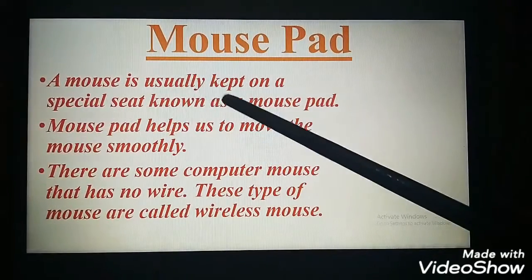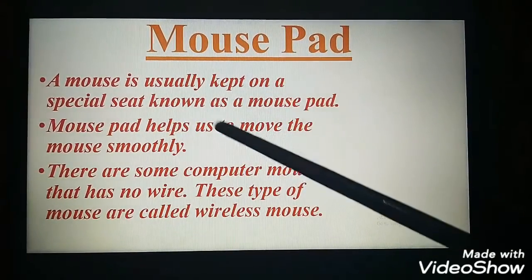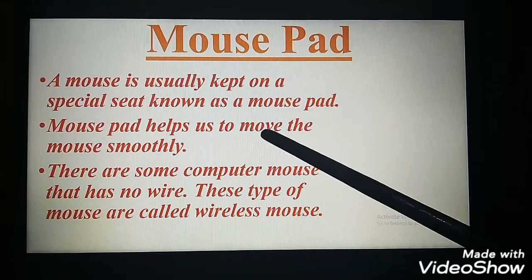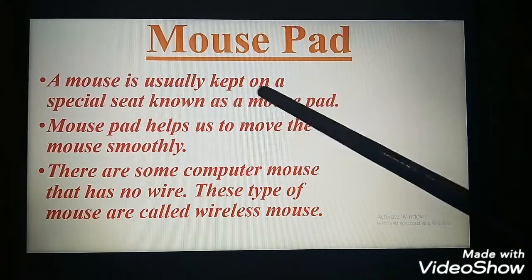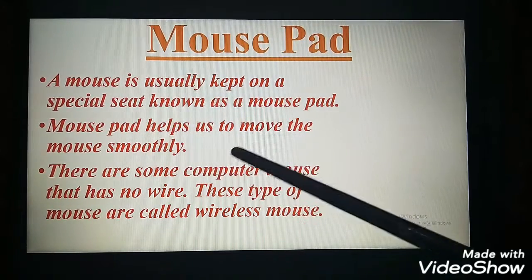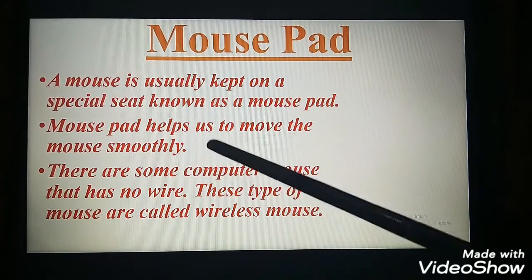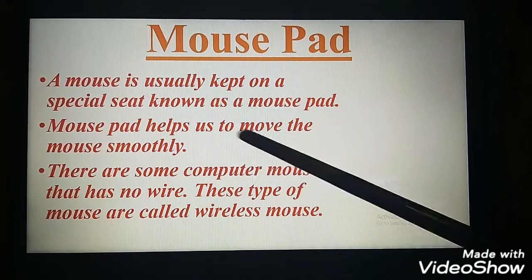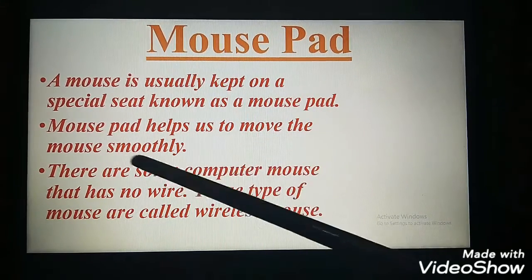Next, mouse pad. What is a mouse pad? A mouse is usually kept on a special seat known as a mouse pad. We always keep the mouse on a mouse pad. It is a special seat for a mouse. A mouse pad helps us to move the mouse smoothly.